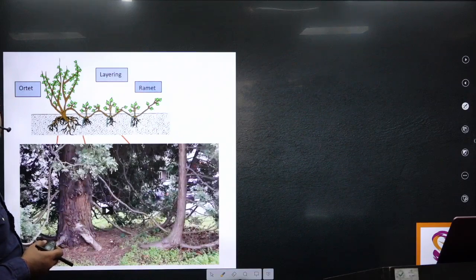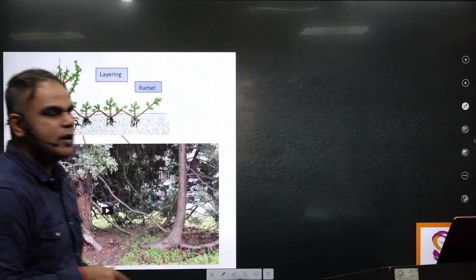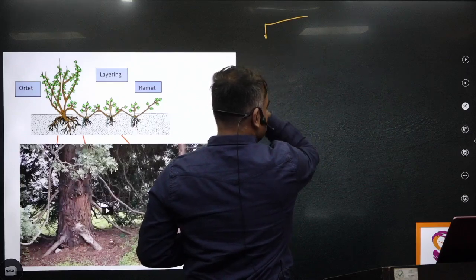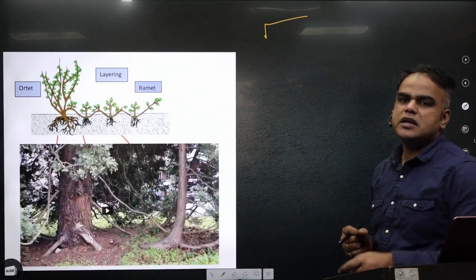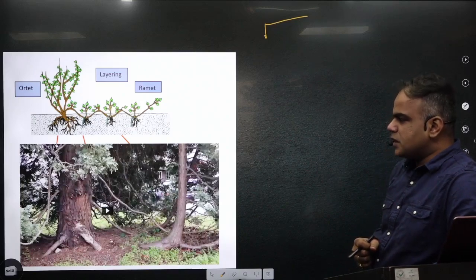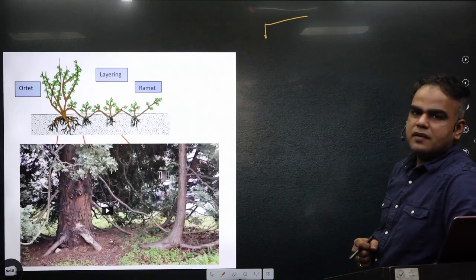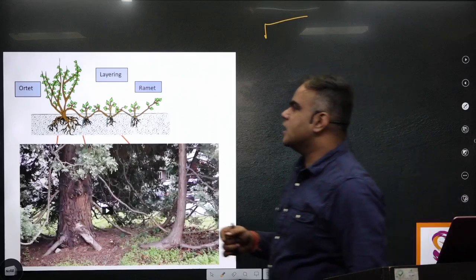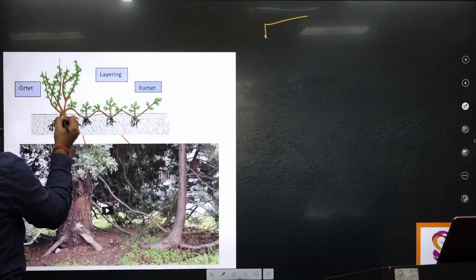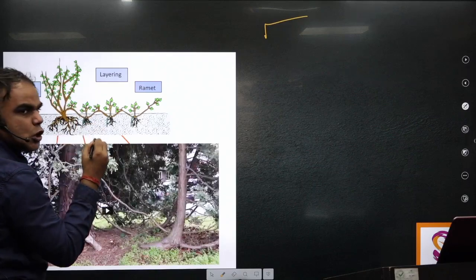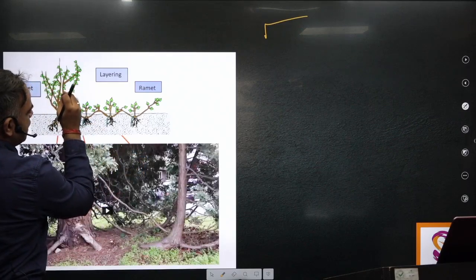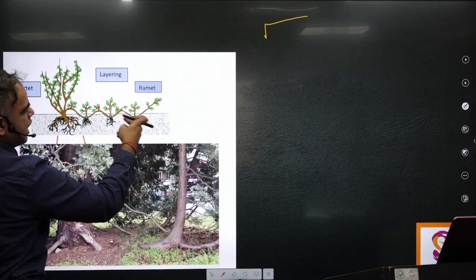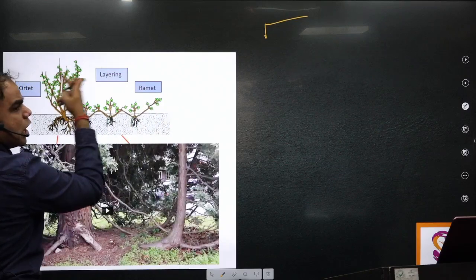Now the last part here is ortet and ramet. When we read about vegetative propagation, if we go very micro, this was a difficult part that was asked by UPSC this year. If we have to define ortet and ramet, if you see the diagram here, this part is the ortet, used in clonal propagation. When it is cloned again and again, that becomes a ramet. So a ramet is going to be genetically identical to an ortet.